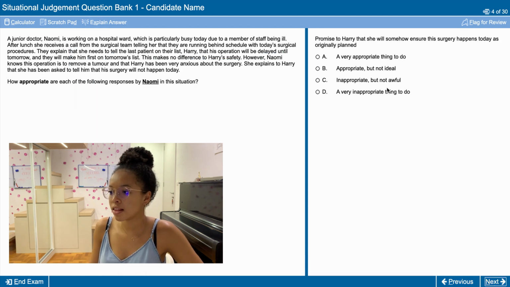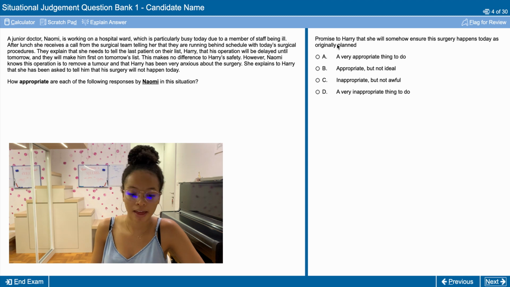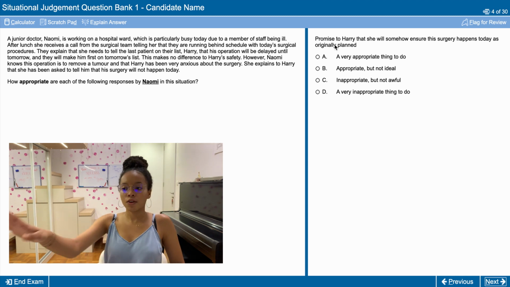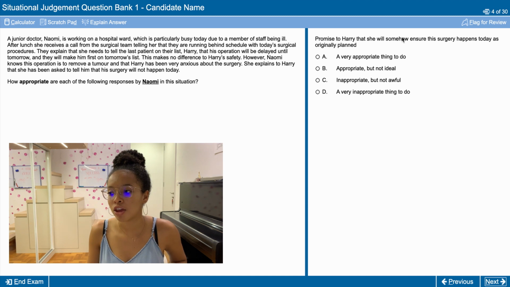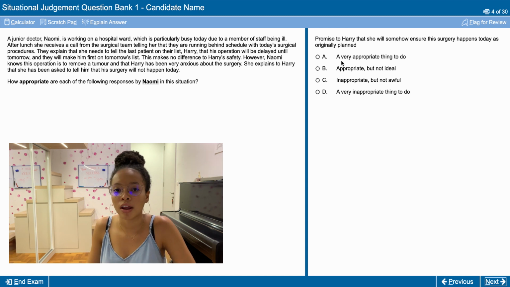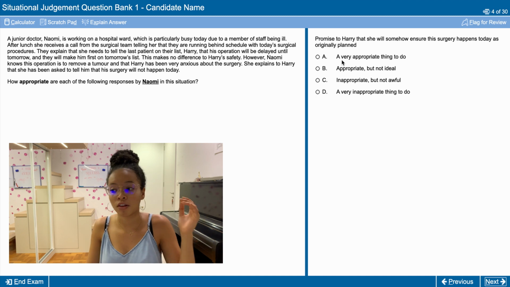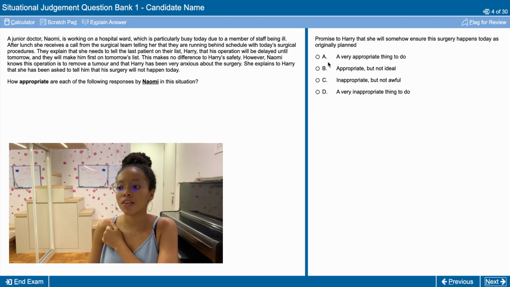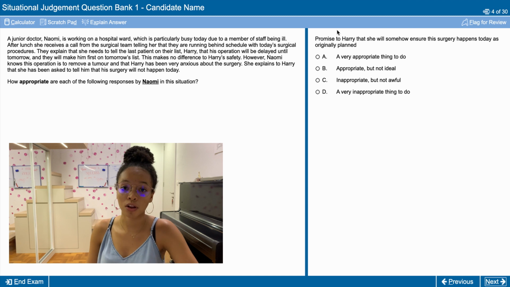Next is promise to Harry that she will somehow ensure the surgery happens today as originally planned. So this, for example, is one of the questions where you have a direct answer. You don't have to go through the two-step process. You directly know what the answer is. And usually when you have that gut feeling that you know it already, it's usually an answer that's very appropriate or a very inappropriate thing to do. And so in this case, doing this is a very inappropriate thing to do.